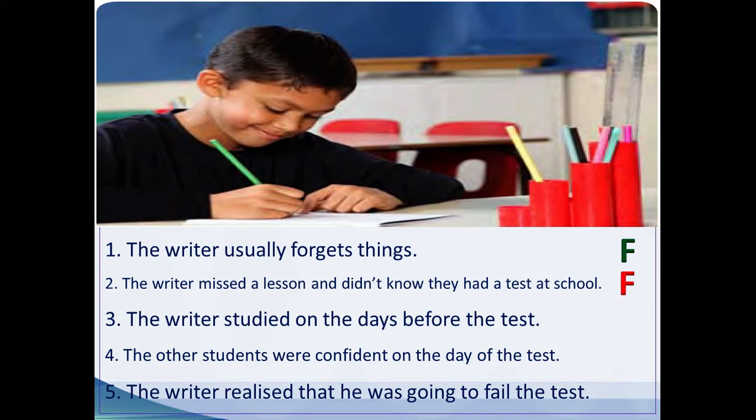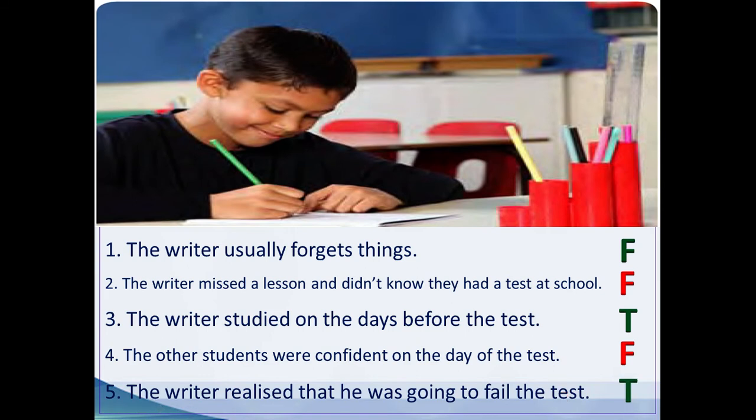So false. Number three, the writer studied on the days before the test. هل درس وذاكر قبل الاختبار في الأيام اللي قبل الاختبار؟ Yes, he studied all the weekend, but he studied the wrong book. Number four, the other students were confident on the day of the test. الطلاب الآخرين كانوا واثقين من أنفسهم في يوم الاختبار؟ لا. They were nervous. They weren't confident. كانوا قلقين متوترين ولم يكونوا واثقين. False. Number five, the writer realized, discovered, knew, عرف أو أدرك that he was going to fail the test. أنه سيرسب في الاختبار. Yes.